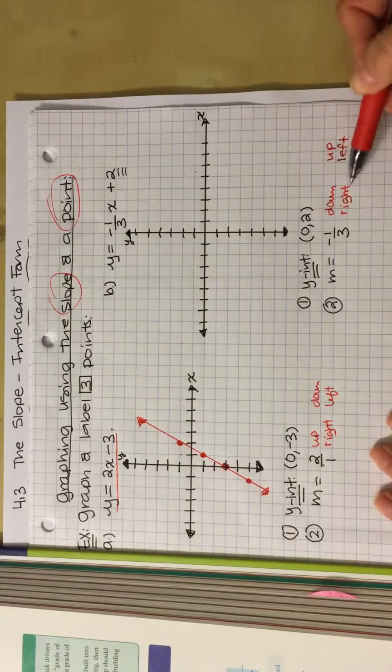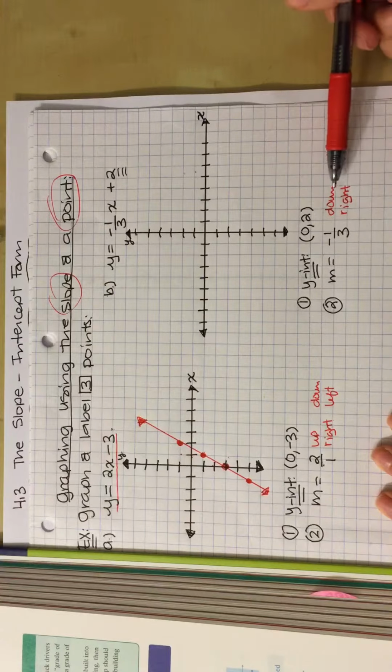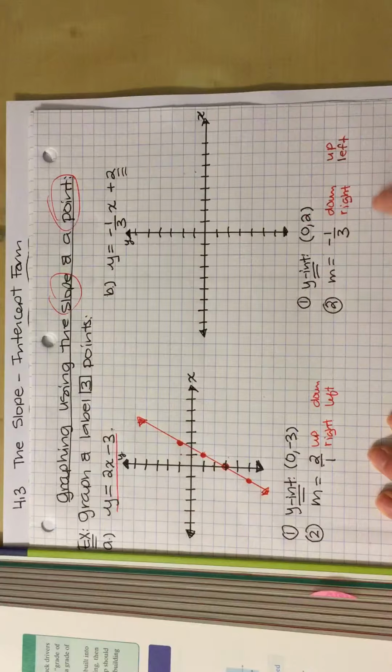You don't have to remember both ways. You could just remember that if the slope is negative, you go down, and if your slope is positive, you go up, and you always go to the right. So you can always just remember it this way.